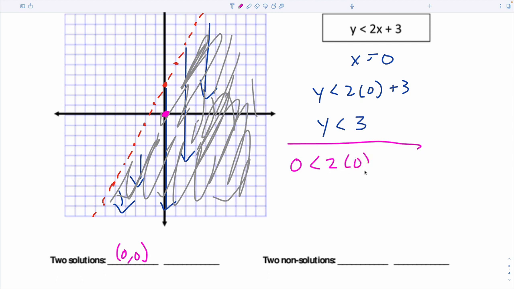2 times 0 plus 3. 0 would be less than 0 plus 3. 0 is less than 3. Is that true? Yeah, so that works. Give me another point. Anywhere on here, there's like 30 to choose from. Felix.